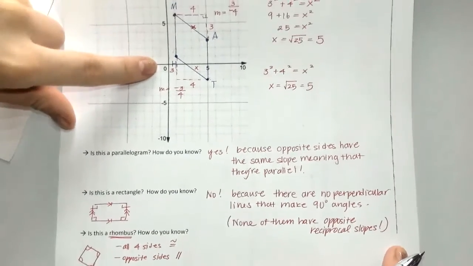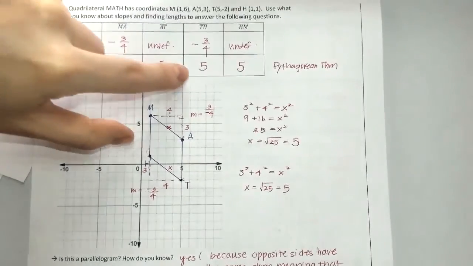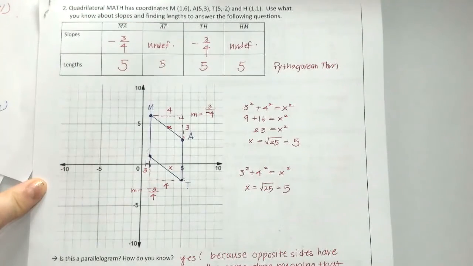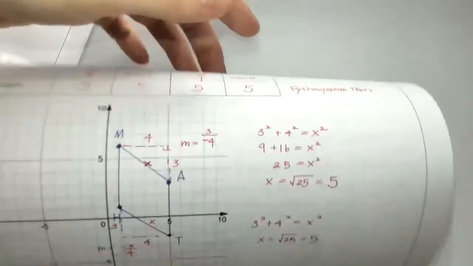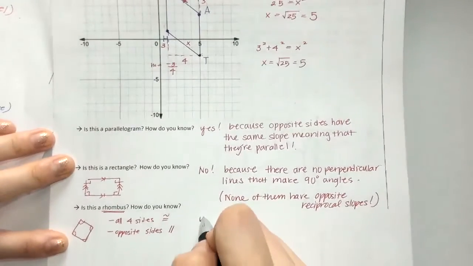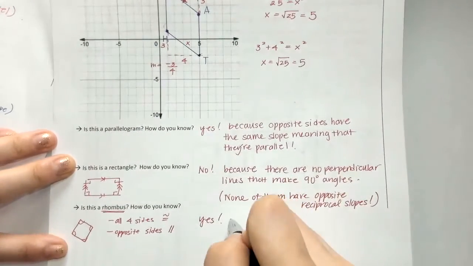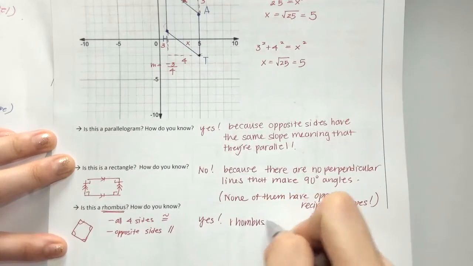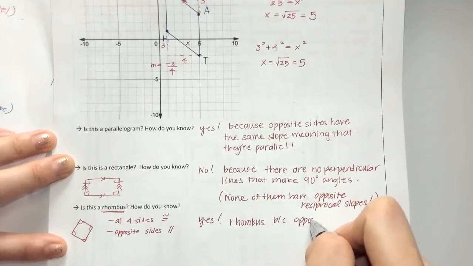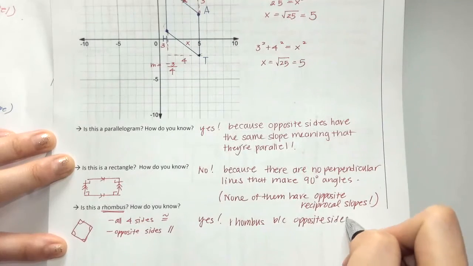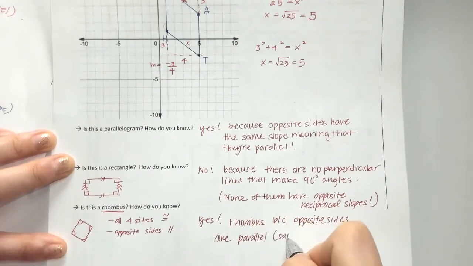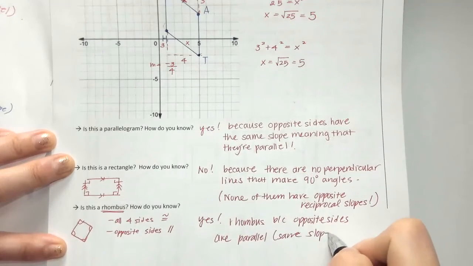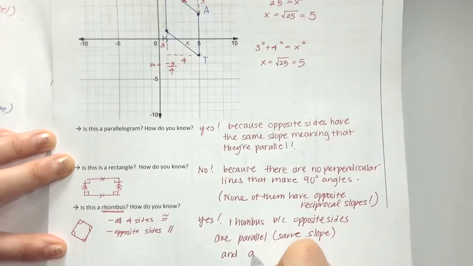So then coming back to our figure, are all four sides the same? Yes. Are opposite sides parallel? Yes. Therefore, this is a rhombus. Yes, rhombus, because opposite sides are parallel, meaning they have the same slope, and all four sides have the same length.